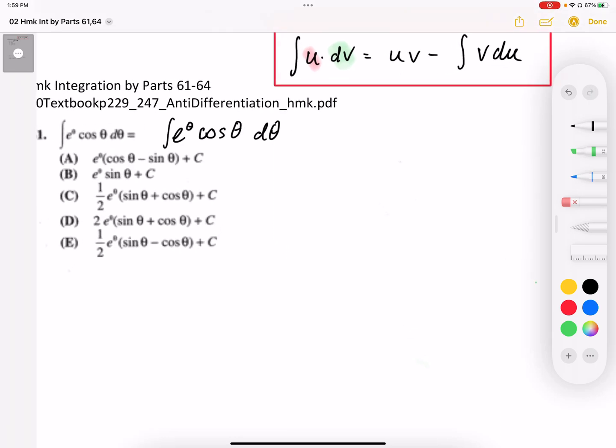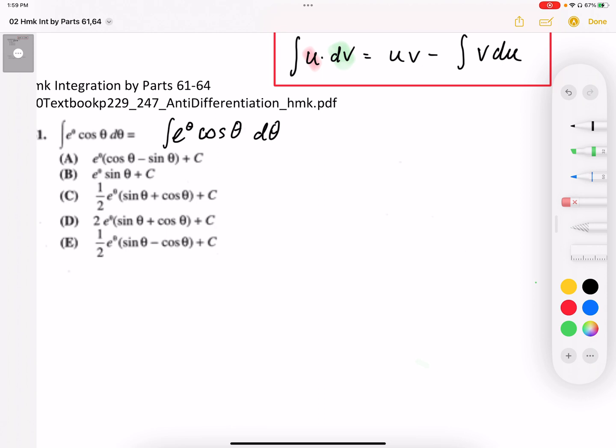For this integral, we have e^θ cos θ dθ. Now, none of these has a common integral involved in here. There's no substitution we can apply, so we should maybe look at parts. And since it's a product, we can maybe try parts on this.